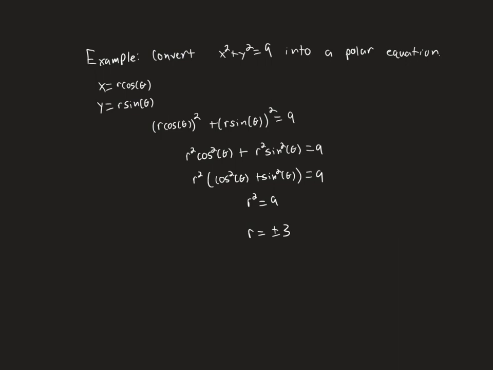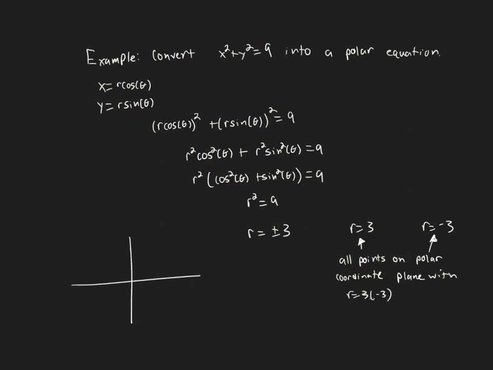This is our polar equation, and they're actually both the same. Now what does this mean? What points are these? These are all points on the polar coordinate plane with r equals 3, and these are all points on the polar plane with r equals negative 3. Those are the same set of points. It's just a circle of radius 3.